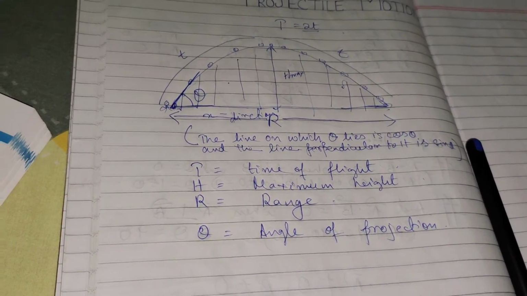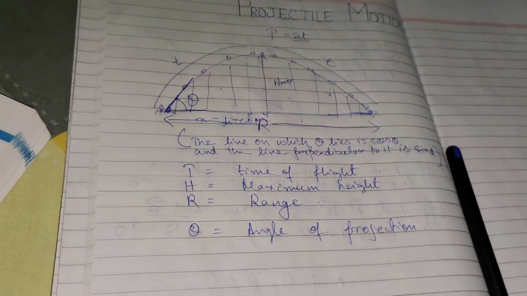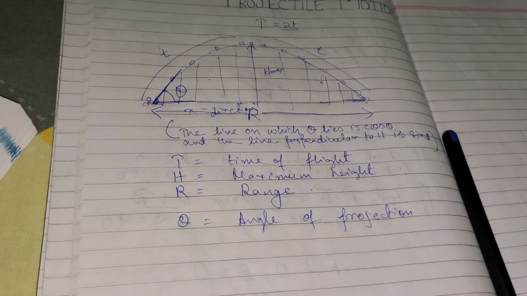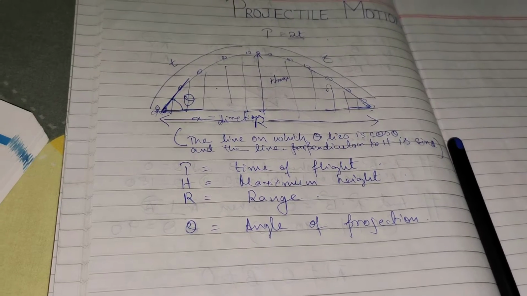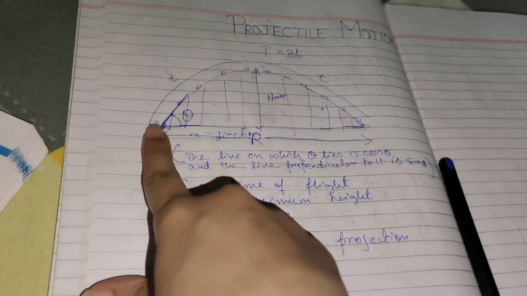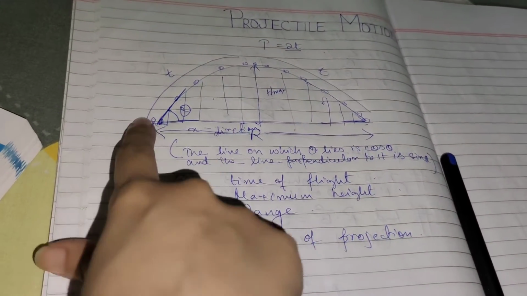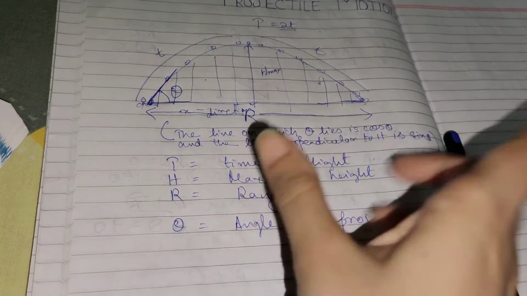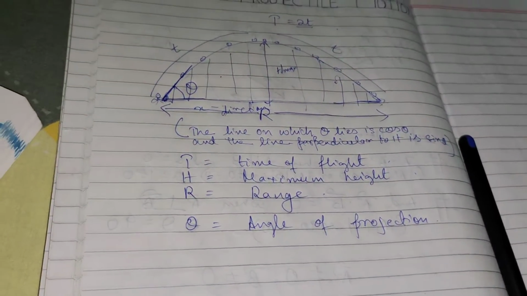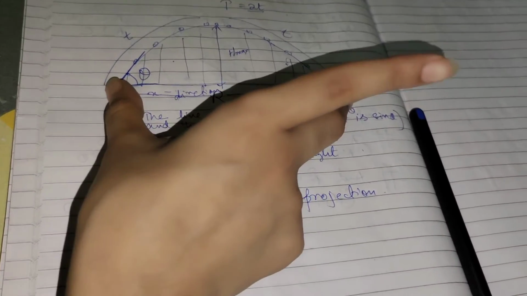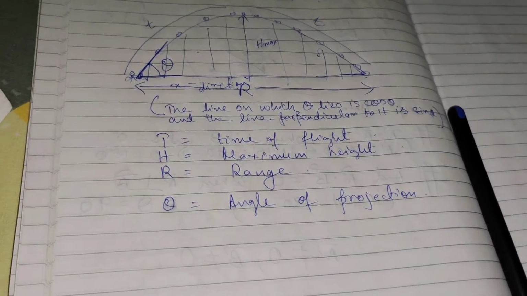There is one more important thing that we see. If I ask you about the displacement along y-axis, what will it be? Can you tell me? Yes, the displacement along y-axis would be 0. It started from here and came back here. But the displacement along x-axis is not 0. It was initially here, and it came here. So this is the range.